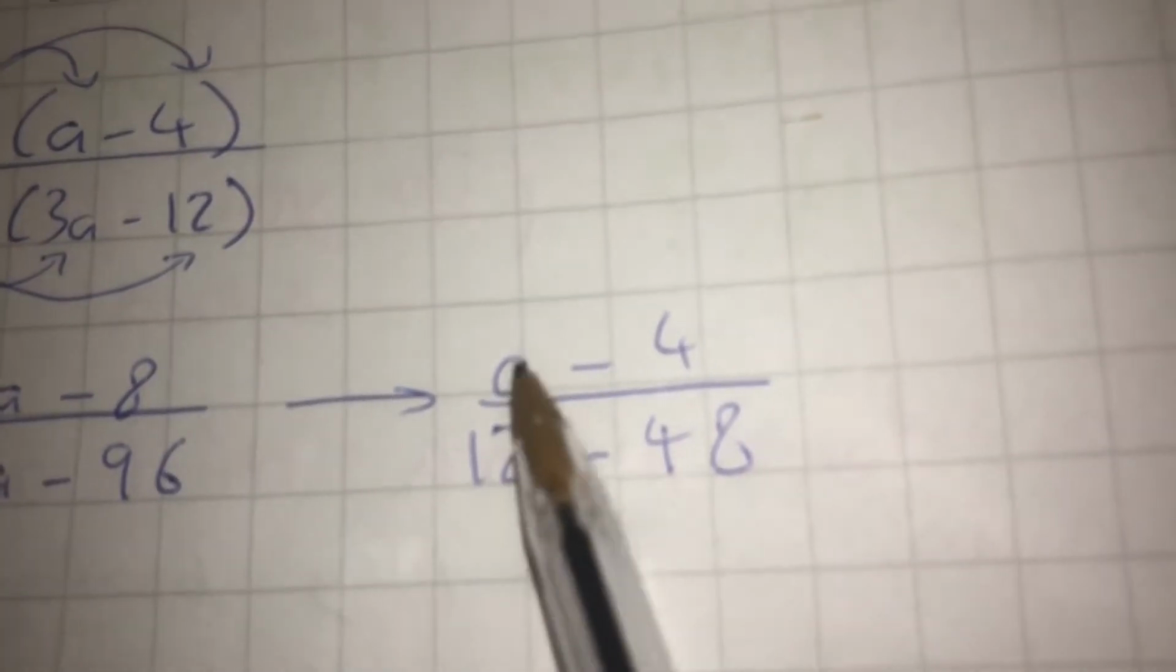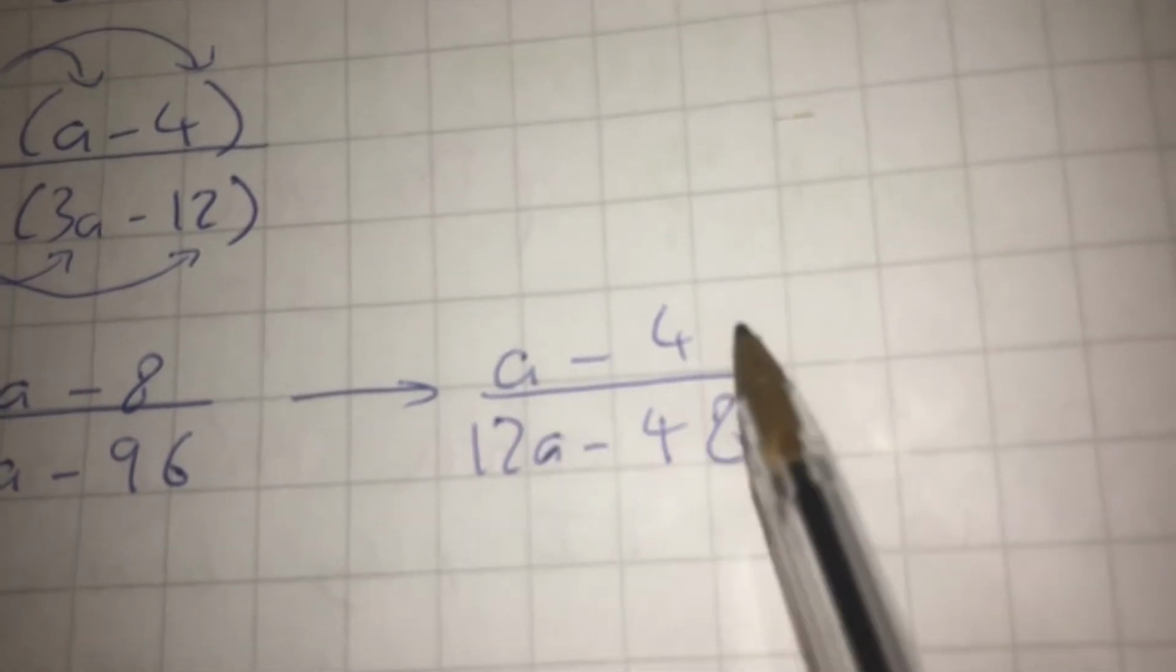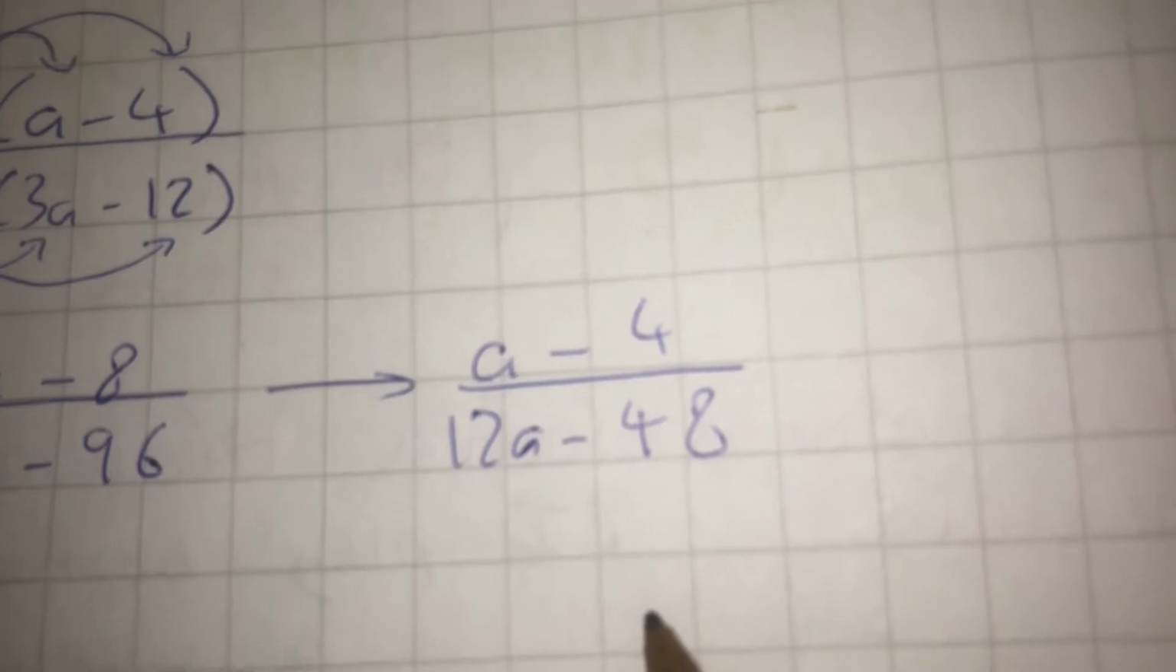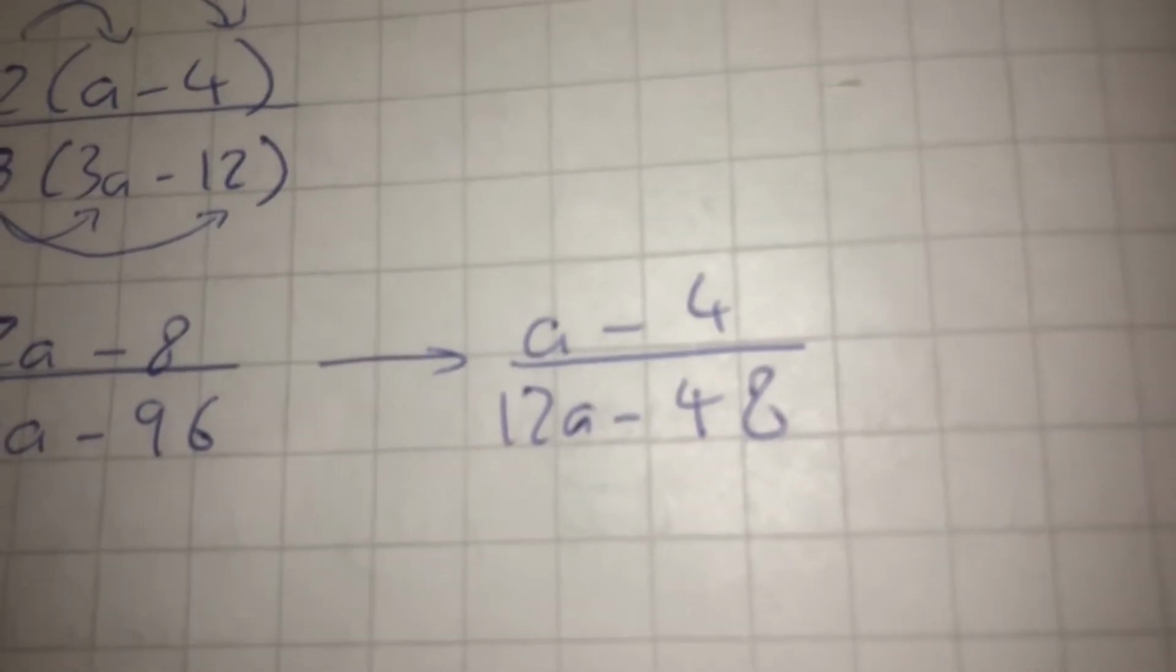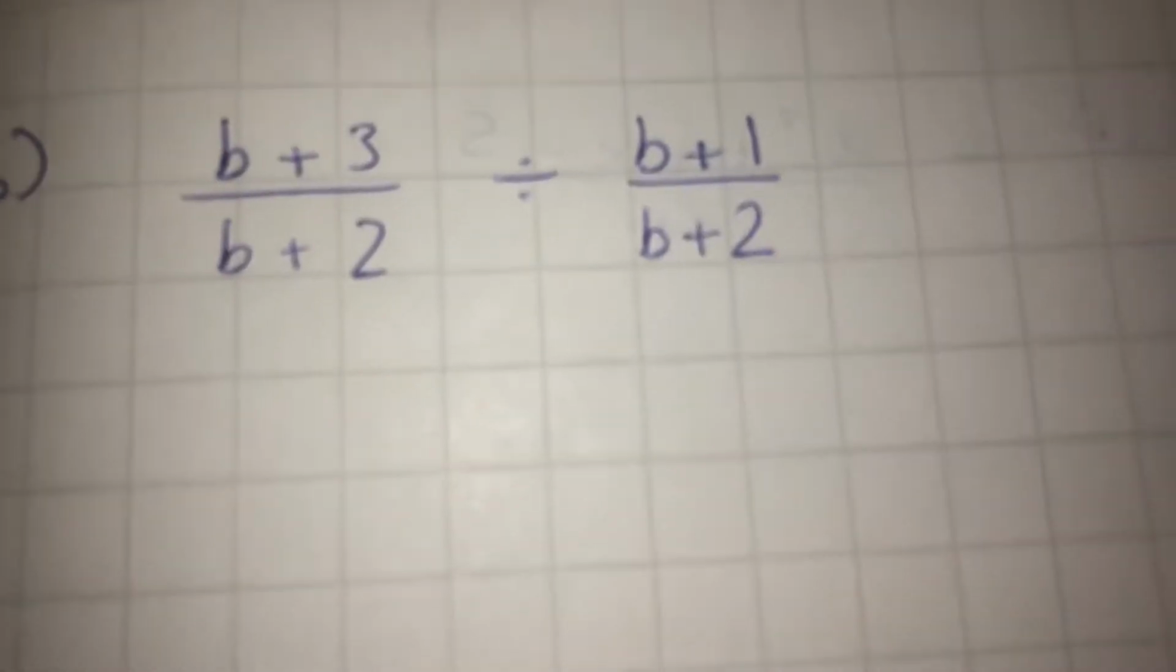Sometimes people make a common mistake of thinking, well, there's an a on the top and an a on the bottom, but each term would have to have an a for us to remove an a from each of these. So that is our final answer. Moving on to our second example.